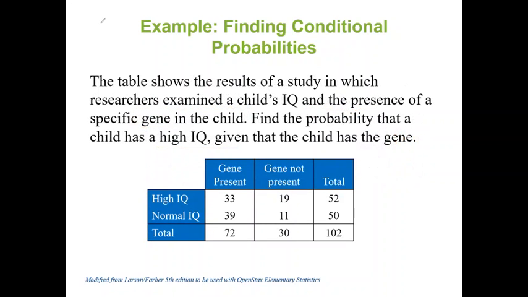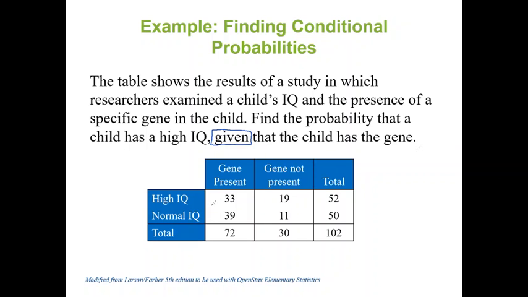Here is another example with conditional probabilities. We will see more of these examples in which we will see tables like this. But for now, let's just see how can we solve the problem without knowing too much of the formulas and rules that we will actually be learning in the next video. The table shows the results of a study in which researchers examine the child's IQ and the presence of a specific gene in the child. Find the probability that a child has a high IQ, given that the child has the gene.